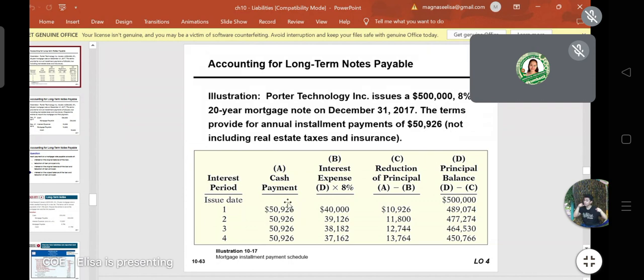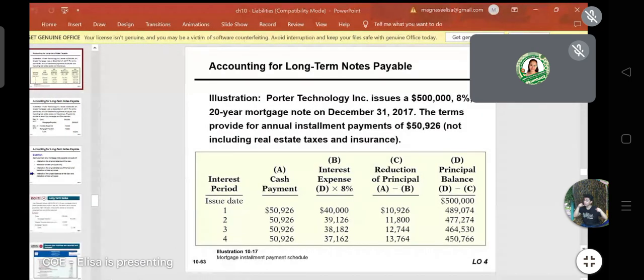Okay. So what we want to find here is, for 20 years we will pay annually 50,926, a combination of interest expense and principal. Of the 50,926 we paid on the first year, 40,000 of that is applied to interest expense and 10,000 of that is applied to the principal.